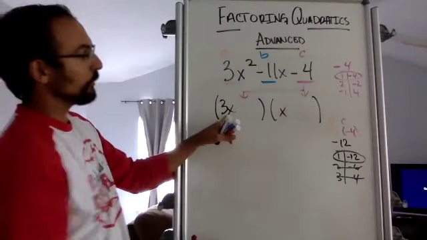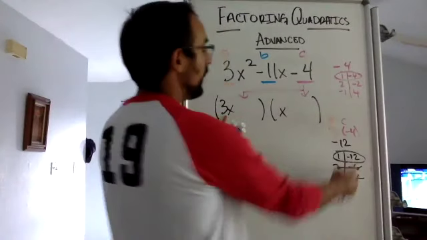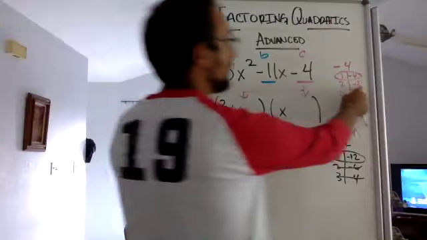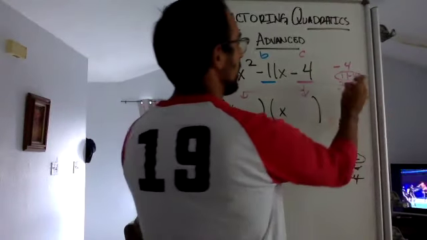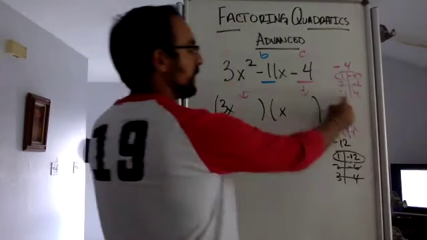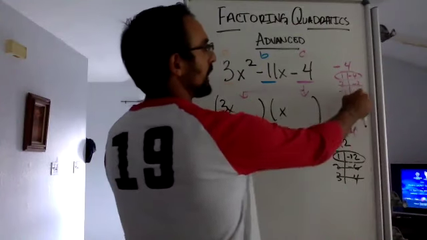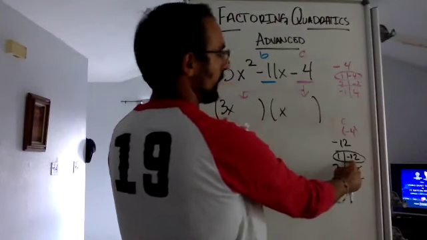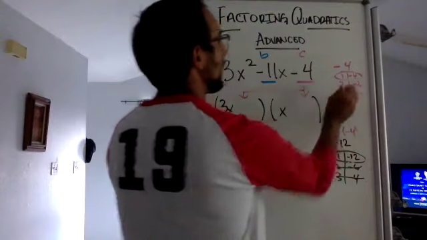Let's look at the rest of them. 3x times 2, does that give me -12? No, that gives me 6x. 3x times -2 also gives me -6x, so that's not going to work. And then 3x times -1 gives me -3x, and 3x times 4 gives me +12x. We need a -12x, so that one's not going to work.